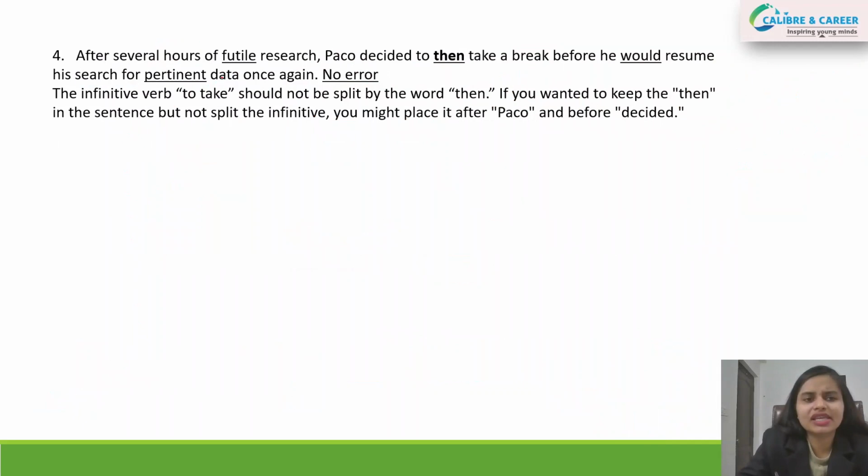Here it is written, "After several hours of futile research, Paco decided to then take a break." Though it looks correct, "Paco decided to then," but when you are referring to "to," there should not be anything here. It should be "to" and the verb first form, to take or to bake or to eat. Then it can come after your Paco. It should be, "After several hours of futile research, Paco then decided to take a break before he would resume his research for pertinent data once again." Alright, so the error will be "then."